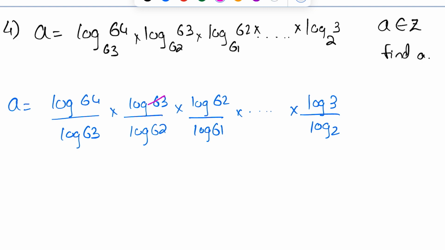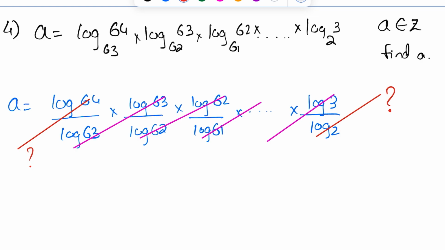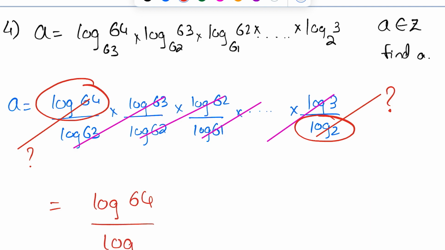Then log 63 cancels, log 62 cancels. This log 61 would have been cancelled with the next term. Log 3 would have been cancelled with the next term. Whereas for log 2 to cancel, there is no next term at all. For log 64 to cancel, there is no next term at all. So log 64 and log 2 are left over. So when we see the pattern, log 64 and log 2 are left over.